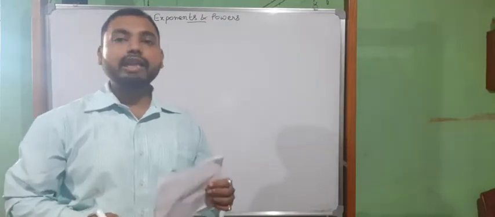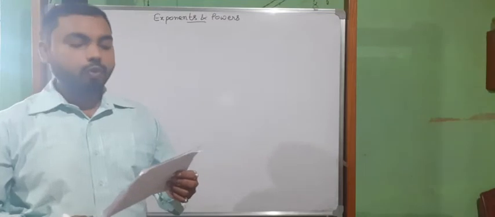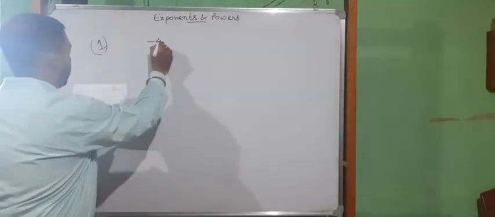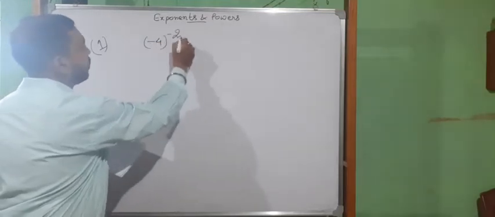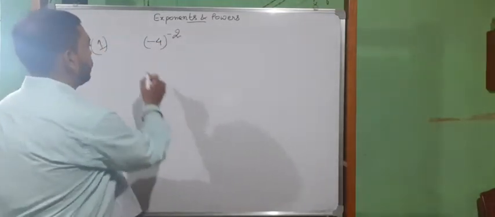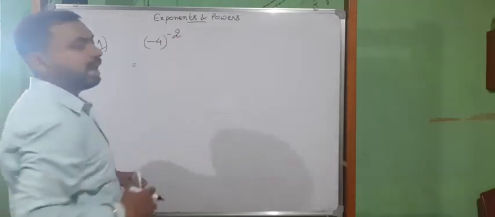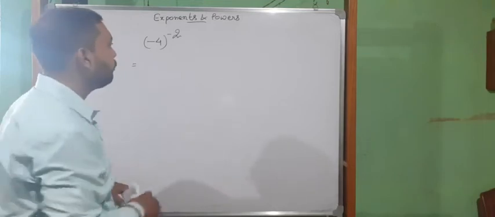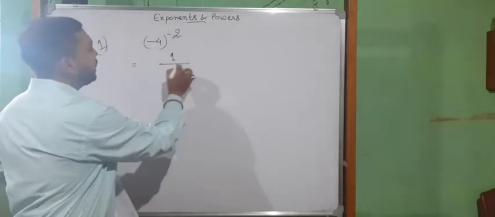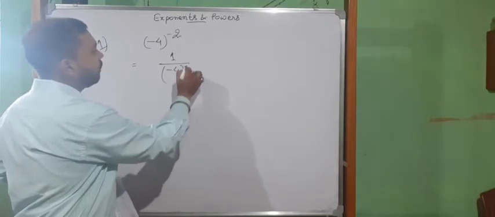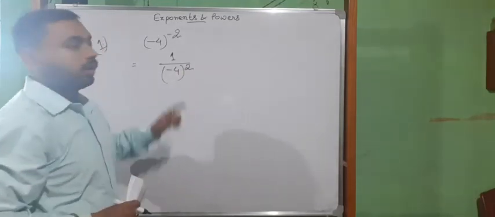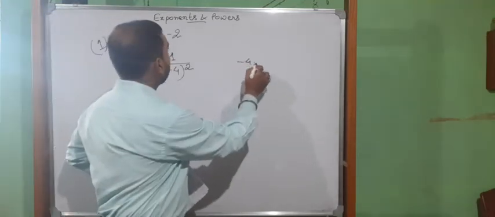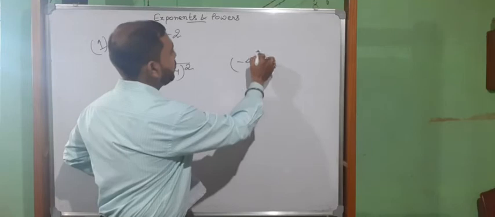It is evaluate, and the question is minus 4 to the power minus 2. Now you can see the exponent is in negative form, so let us make it positive. What will we do? It is 1 divided by minus 4 to the power 2. Since you can observe, it is minus 4 to the power minus 2.